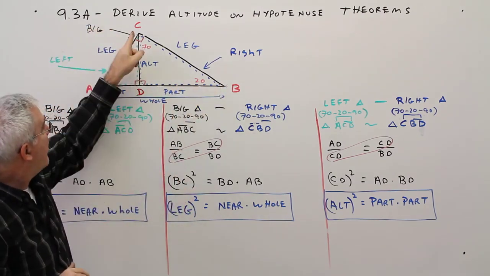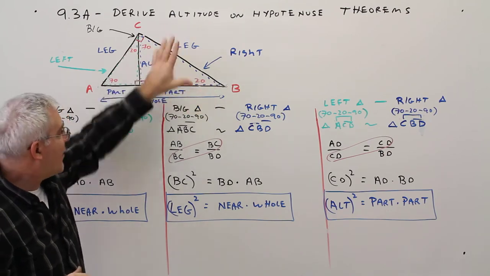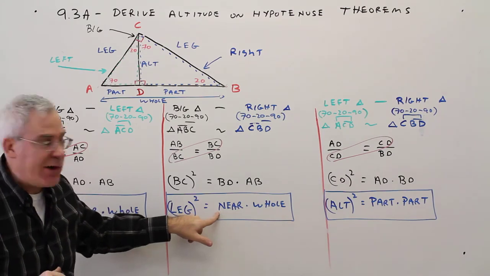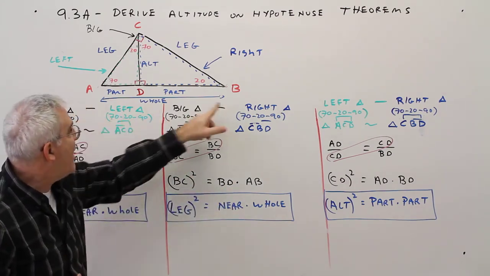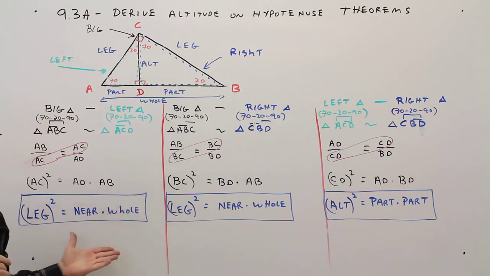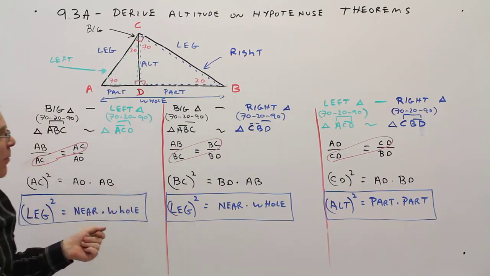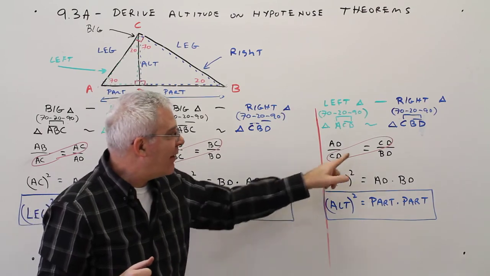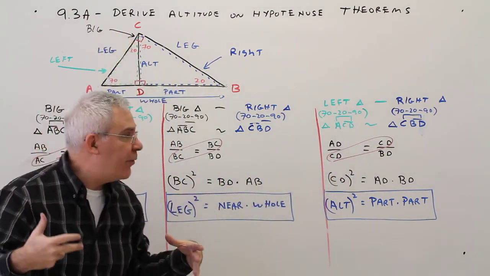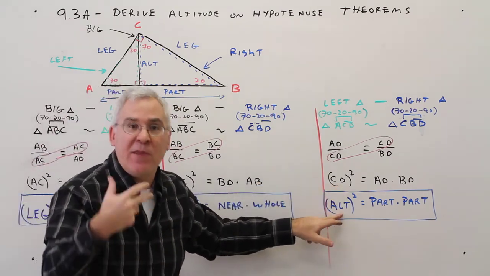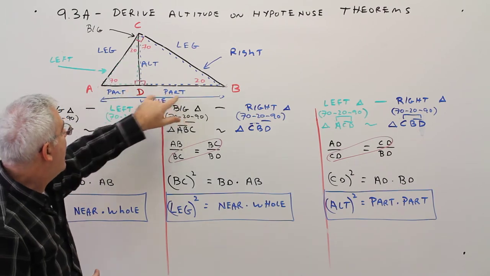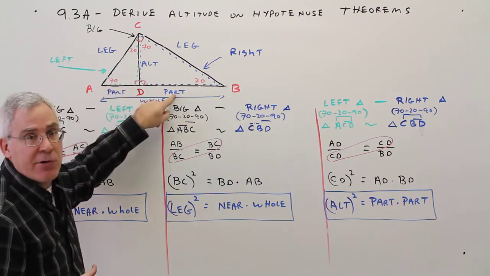Likewise over here, BC is a leg. So I said instead of BC squared, leg squared, BD is that near part, and again AB is the whole. So this works twice. Leg squared equals near times whole. That's no problem. Over here I get something slightly different. CD happens to be the altitude. So I'm going to call CD squared the altitude squared. Then I've got AD and BD. I'm just going to call that a part and a part.